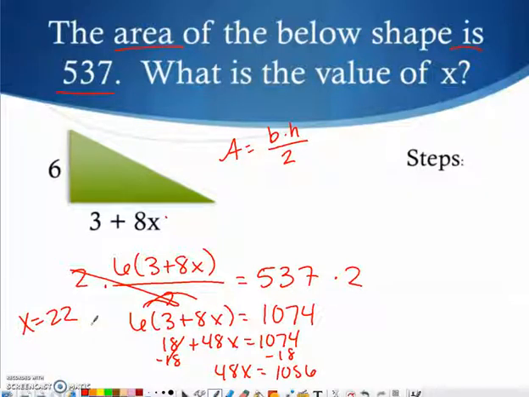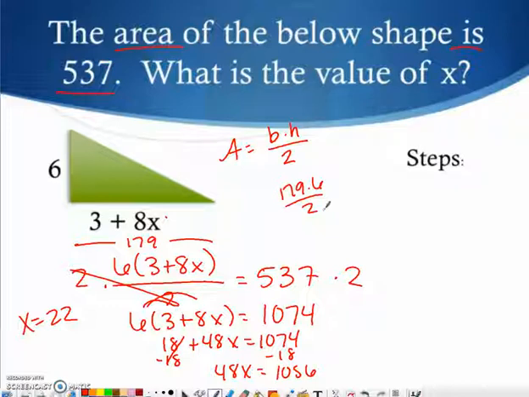x equals 22. And I can see that I'm correct, because if I plug in 22 there, 8 times 22 is 176, plus 3, this whole thing right here is 179. And if you do 179 times 6, so that's base times height, and you divide it by 2, you get 537. So even if the numbers get high, you're fine there. And then yet again, there are several different ways to solve it. It doesn't have to be just one way.